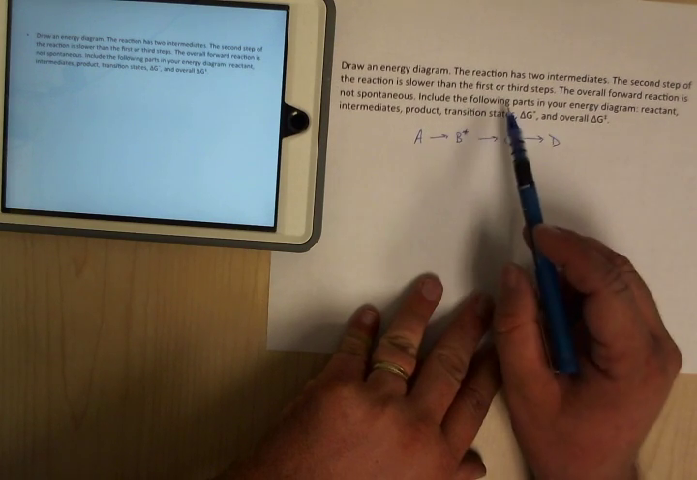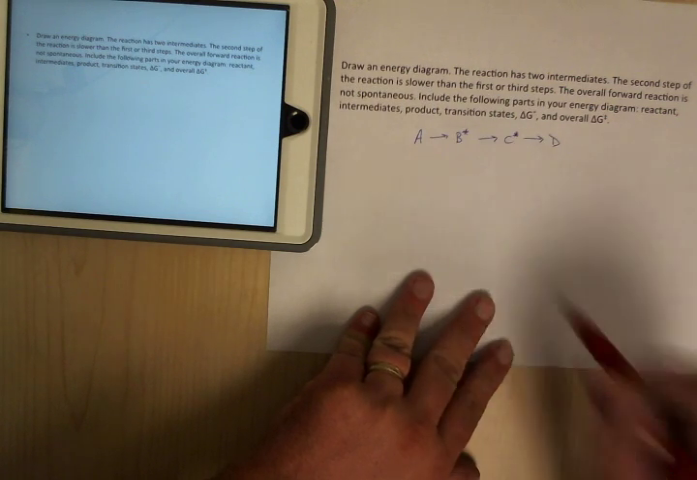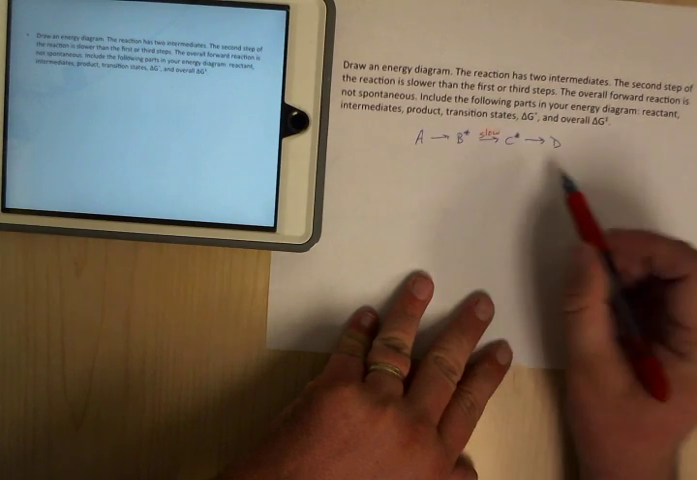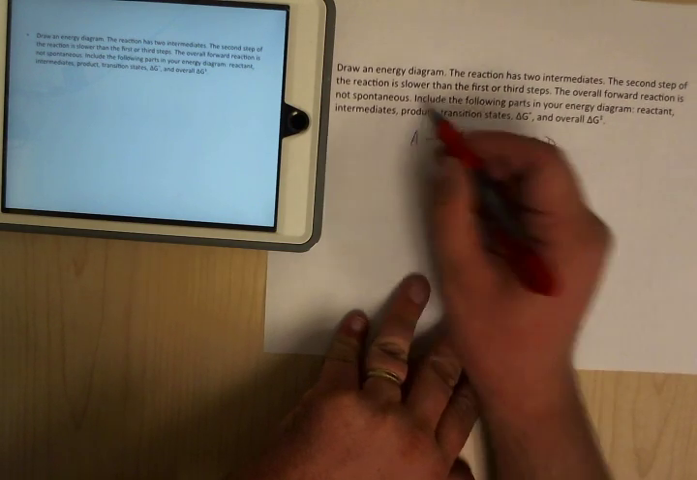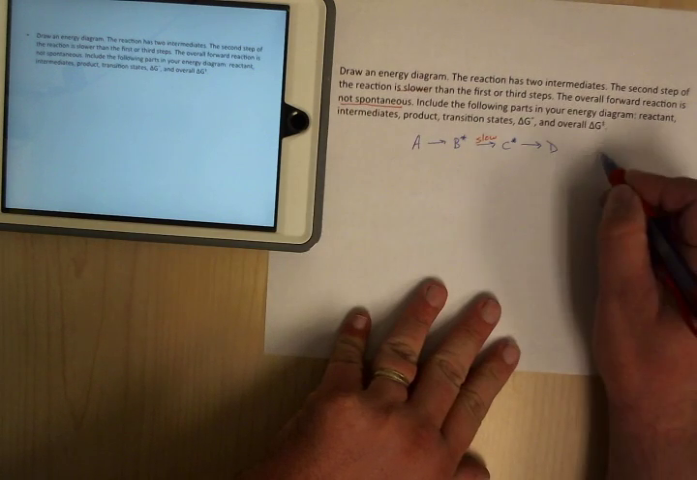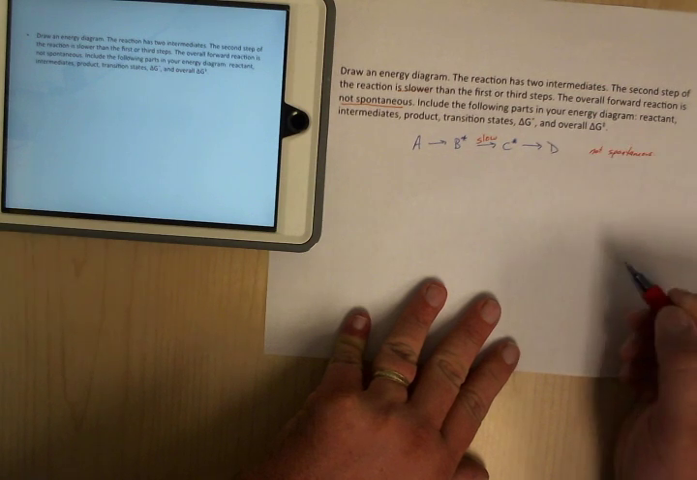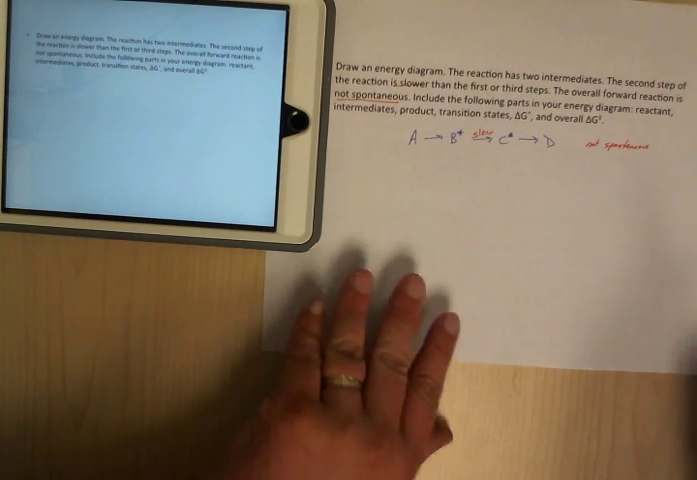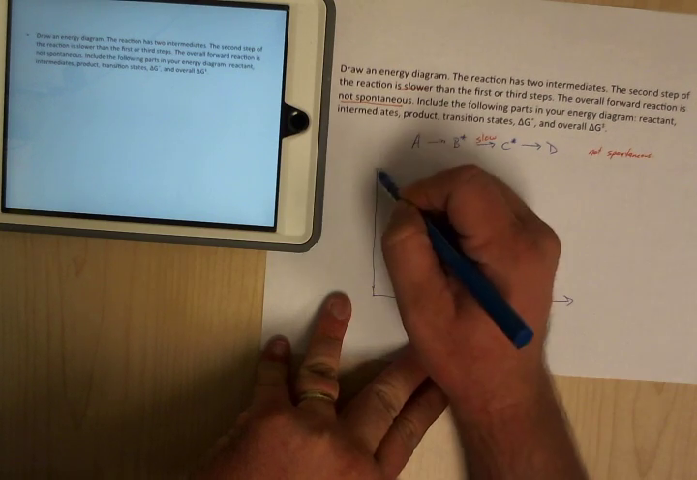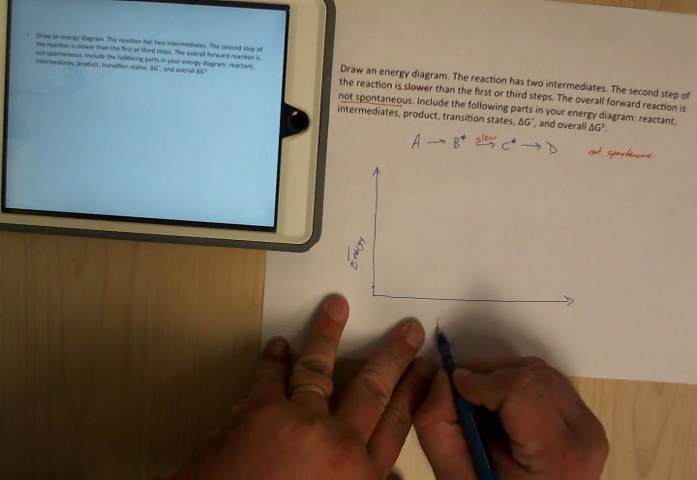One is, where's the slow step? They said the second step of the reaction is slower than the first and the third. So this is the first, second, third, and this right here is the slow step. The other thing is that the overall reaction is also not spontaneous. So we're looking at that as well. So here we go, we have our coordinate here: energy, and then reaction progress.